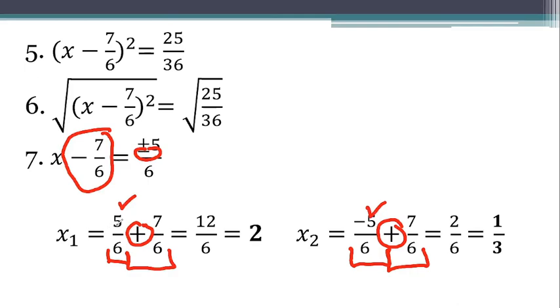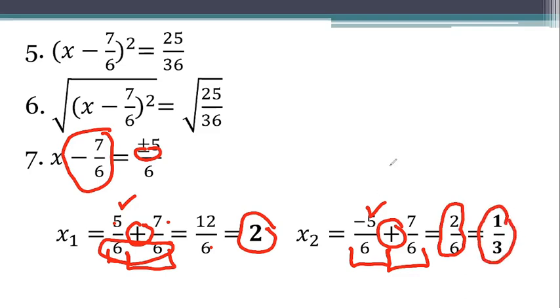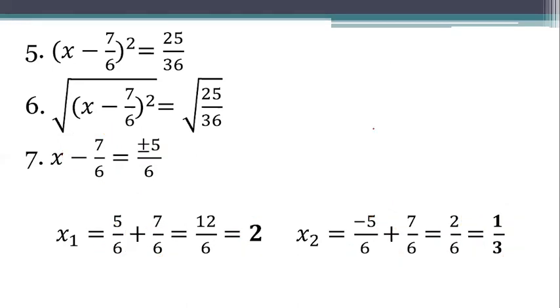Then, we're going to solve 5 plus 7 because they have the same denominator. 5 plus 7 is 12, and 12 divided by 6 is 2. On the other side, we have negative 5 plus 7, that's positive 2 over 6. It's not divisible, so you get the lowest term of 2 over 6, which is 1 over 3. So, the solutions for our given equation are 2 and 1/3, using completing the square.